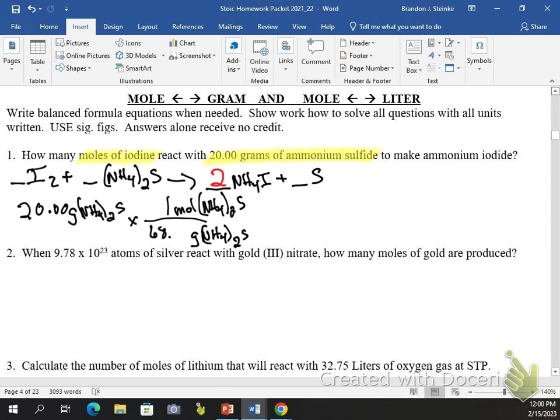And I believe this molar mass is 1.44? If you don't believe me, go ahead and do it. But it's 68.144.